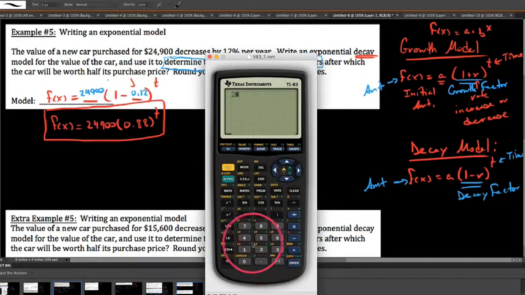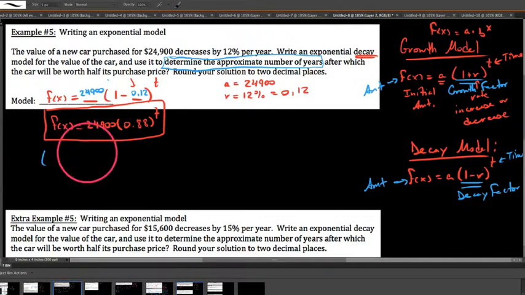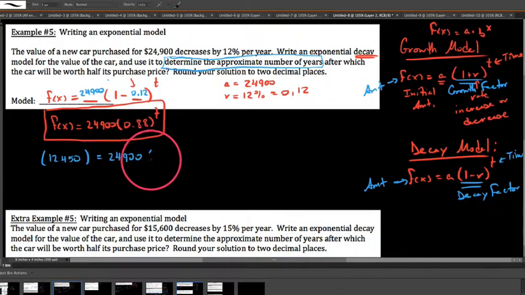We could say 24,900 divided by 2, and this would be 12,450. And so essentially what we're trying to figure out is, if the value of the car is 12,450 and we started with 24,900 at a decay factor of 88% over time, the real question becomes what's the time?